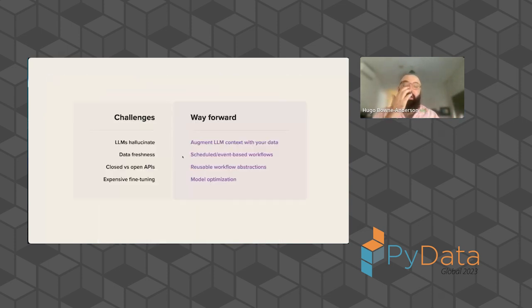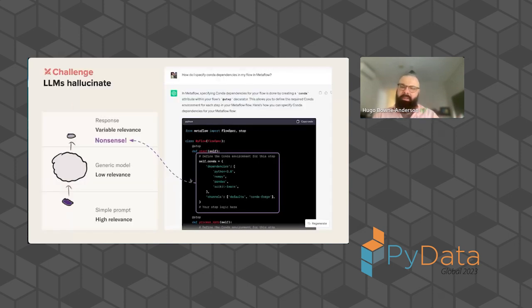So I do want to speak to a few challenges and then how we're thinking about ways forward. One of the biggest concerns is that large language models tend to hallucinate, and we'll go into what that means in a second. We've got data freshness issues we need to constantly update, questions of closed versus open APIs, and then the cost of fine-tuning. So in the final 5 minutes, we started 5 minutes late, so we're going to go five minutes over.